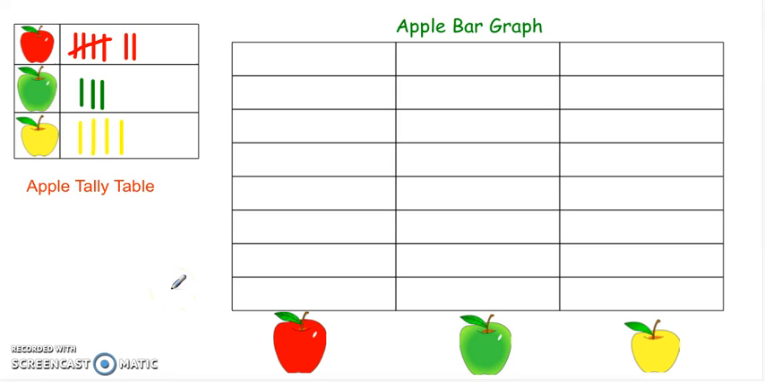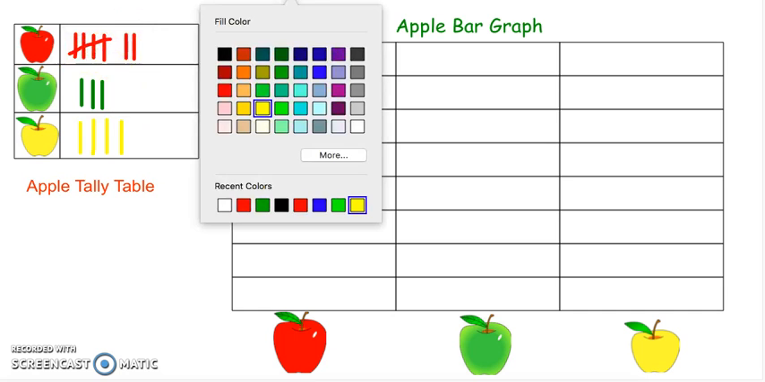As you can see, in the graph, there is a column for each type of apple. These are called categories. Red apples will go here, green apples will go here, and yellow apples will go right here. One box represents 1 apple. So let's graph the red apples first. We have 7 tallies here.